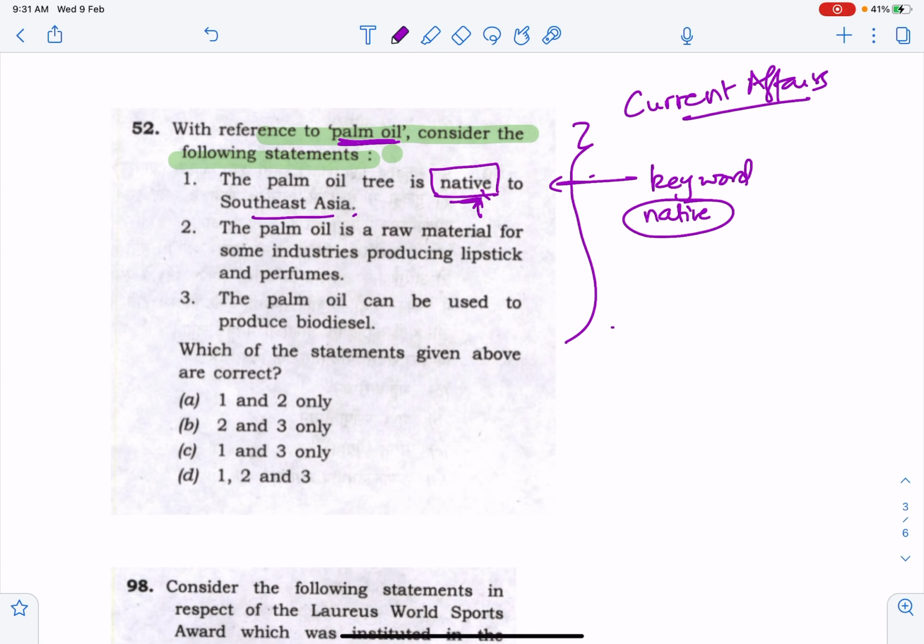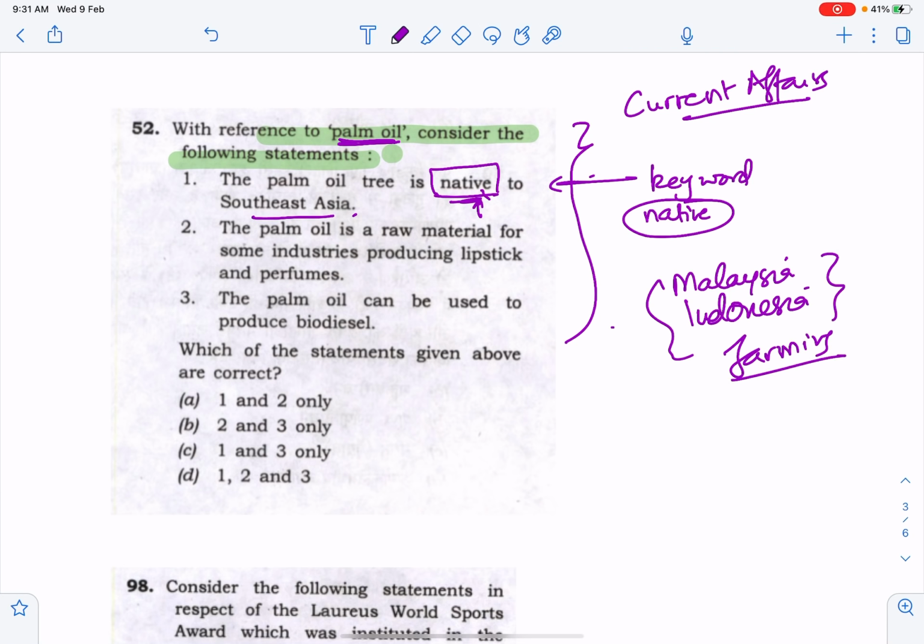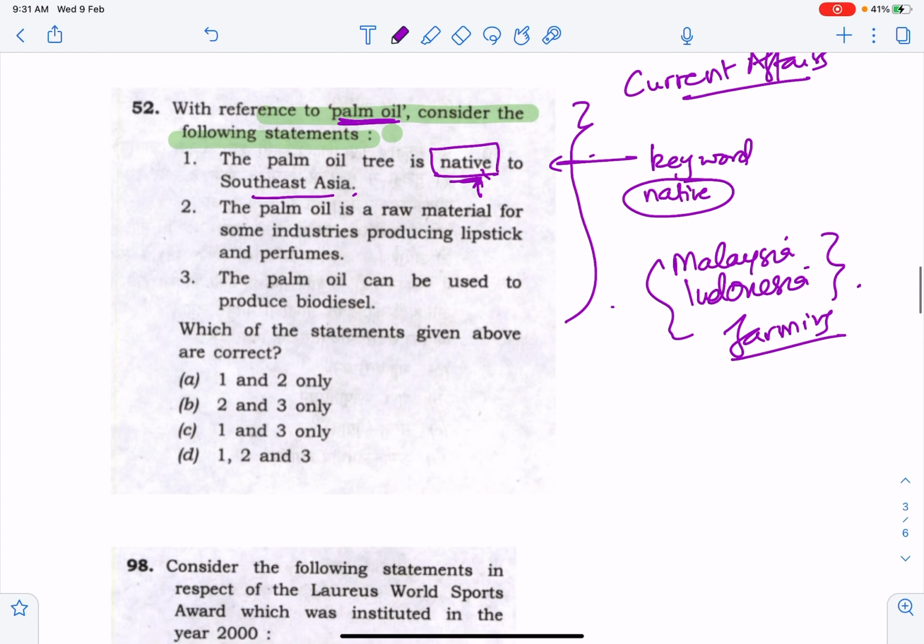अगर आप इसको छोड़ दोगे, because you might have read in the news that palm oil is found a lot in Malaysia, Indonesia. All these countries are doing heavy palm oil export and palm tree farming. So a lot of their area is in palm oil. A lot of the area in these countries is covered by palm oil plants. But does that mean that this tree is native to Southeast Asia? Native means it belongs originally from there only. But that's not necessarily true. So this keyword is changing the entire meaning of this sentence.